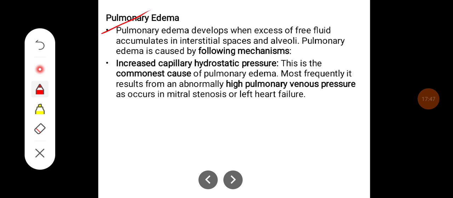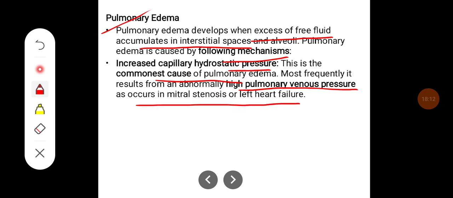Coming to pulmonary edema, the pulmonary edema develops when excess of free fluid accumulates in the interstitial spaces and alveoli. The pulmonary edema is caused by the following mechanisms. First one is increased capillary hydrostatic pressure. This is the commonest cause of pulmonary edema. Most frequently, it results from an abnormally high pulmonary vascular pressure as occurs in mitral stenosis or left heart failure.